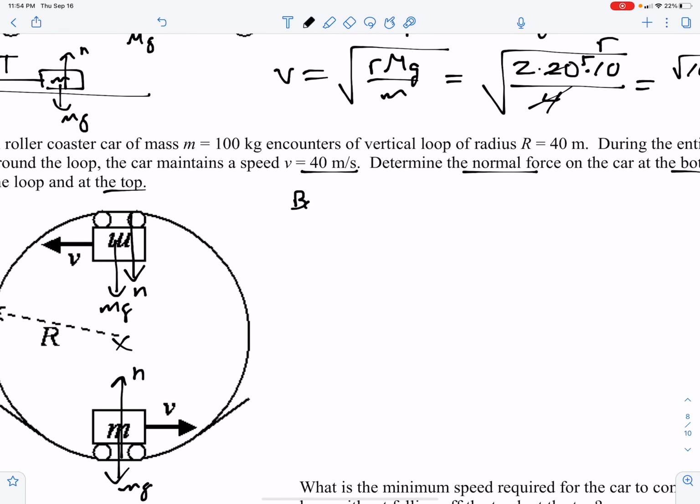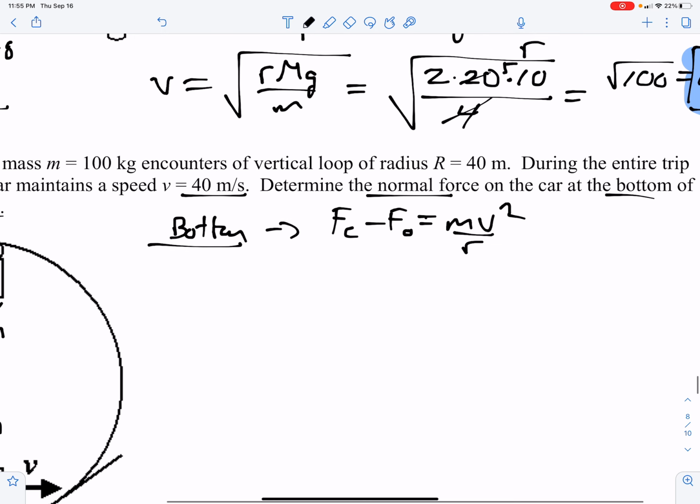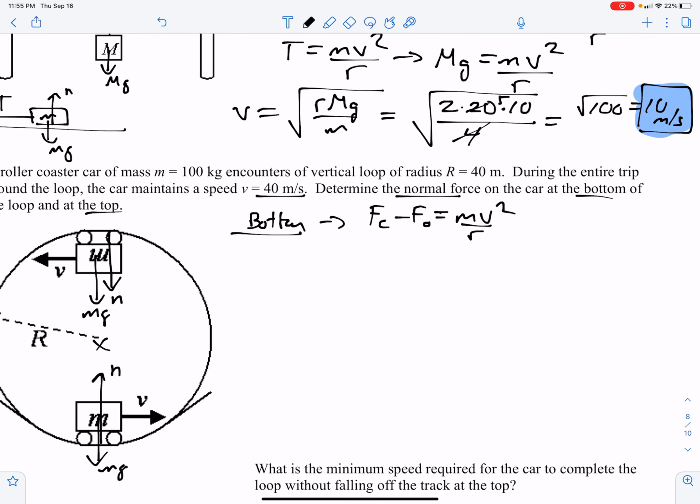Let's focus on the bottom of the circle first. Causing force minus opposing force equals mv squared over r. Anytime we move in a circle, we are accelerating centripetally. Okay, causing forces point into the circle, so this would be normal force. Opposing forces point out of the circle. That would be weight. So normal force minus weight equals mv squared over r. Go ahead and add the weight over here, and normal force equals mv squared over r plus mg.